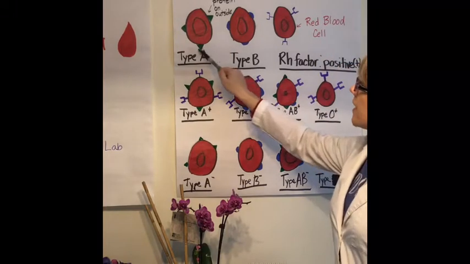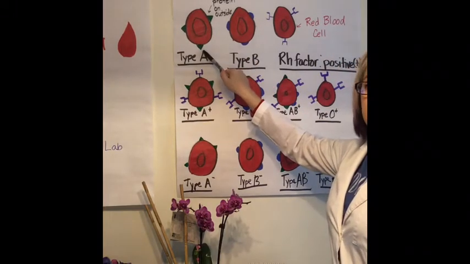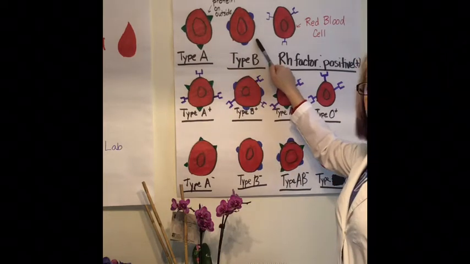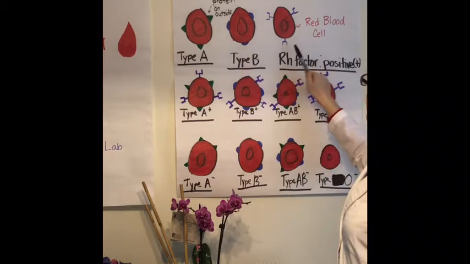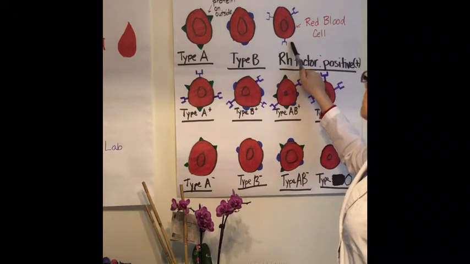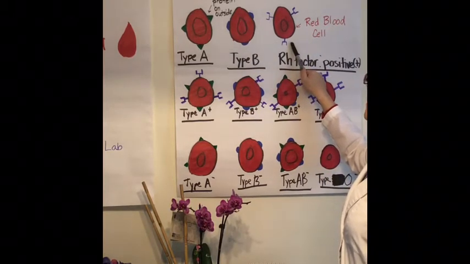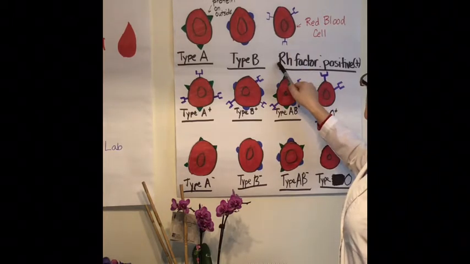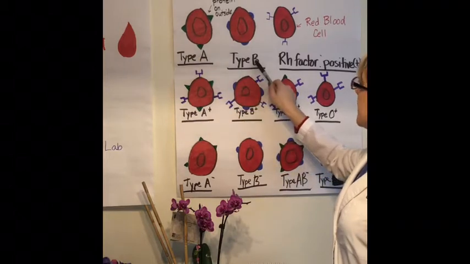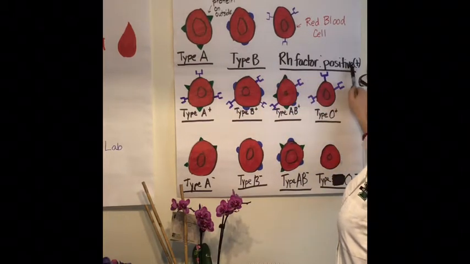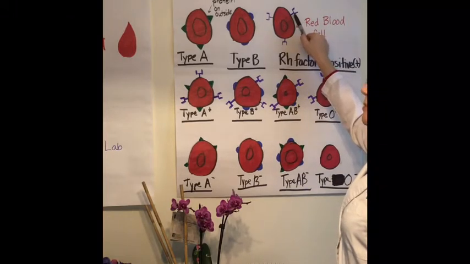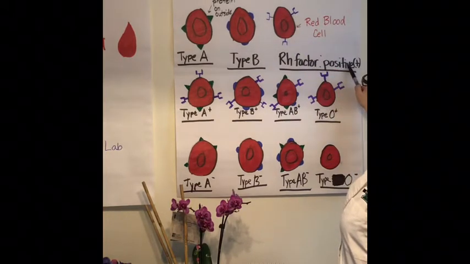So you have type A, which I'm going to represent with these little triangles. You have type B, which I'm going to represent with these little blue bubbles. And then you have the Rh factor, which I'm going to represent with these little purple things that look like field goals. So know that you can have type A, type B, type AB, type O, and then the Rh factor, which is this little purple stuff that's the protein on the outside. That's going to tell you whether or not the blood is positive or negative.